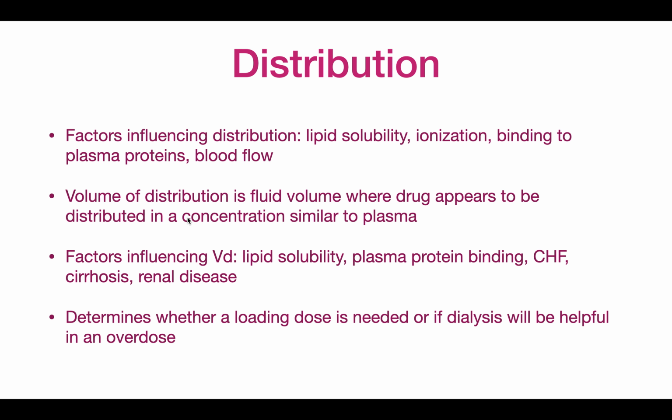Volume of distribution is going to be the fluid volume where the drug appears to be distributed in a concentration similar to plasma. So it's basically like when the drug is going to be equal to a normal concentration in plasma. And factors influencing it are the properties of the drug, along with other factors depending on the patient. So whether they have congestive heart failure, cirrhosis, or renal disease, that affects metabolism. And they all determine whether a loading dose is needed or if dialysis would be helpful in an overdose.